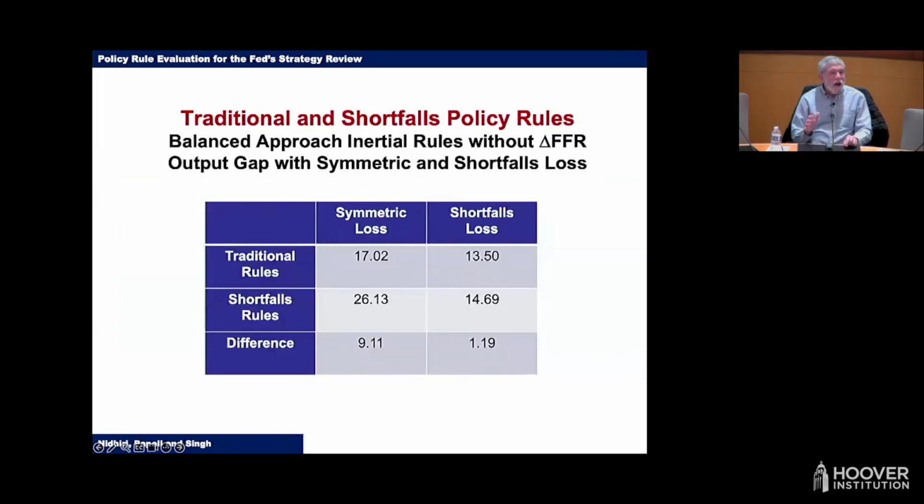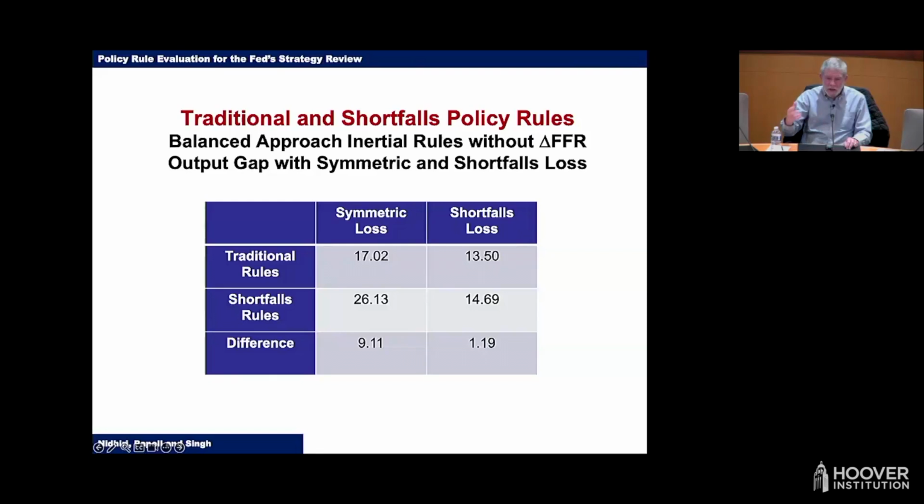Now traditional and shortfalls. So now we're going to look at balanced approach inertial only, because they were slightly smaller than the balanced approach non-inertial, which doesn't make any difference. These are output gaps, and now we're going to look with symmetric loss and shortfall loss. So let's look at two things: traditional rules and shortfall rules, with symmetric loss. There's a huge difference between the traditional rules and shortfall rules.